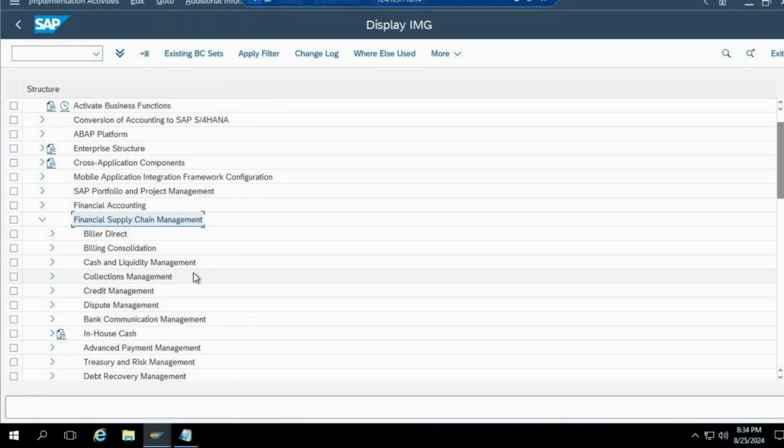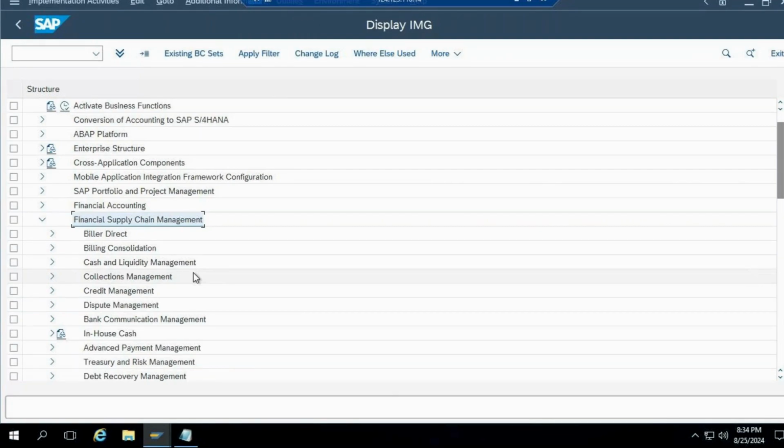Now, FSCM: the credit management, collection, dispute management. Previously, credit management was a part of SAP sales and distribution. Now it is completely removed from the SD module, and it is a part of your FSCM module. Treasury is also part of FSCM, but when you talk about financial supply chain management, it is a very huge module. It has very huge things.